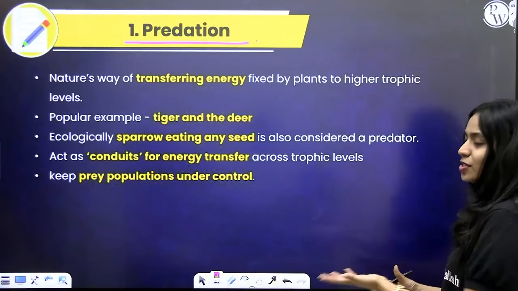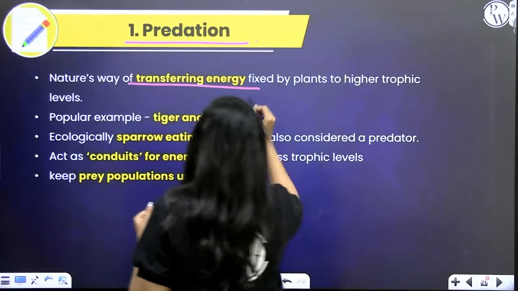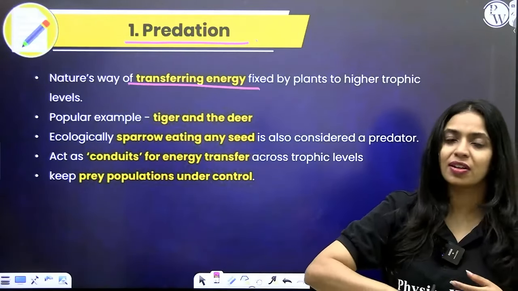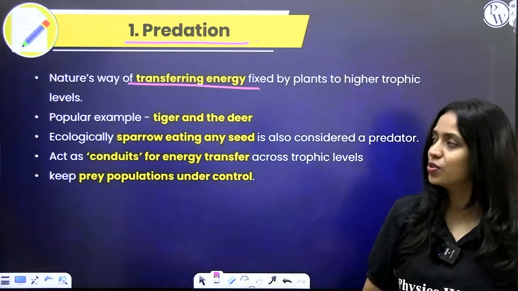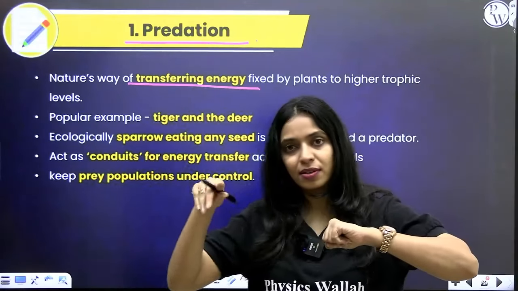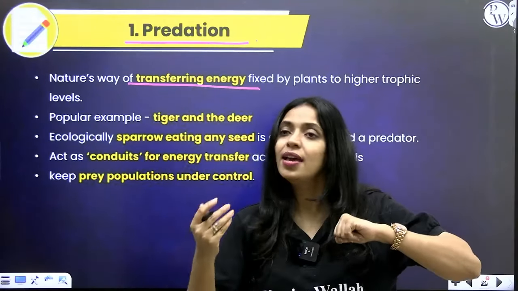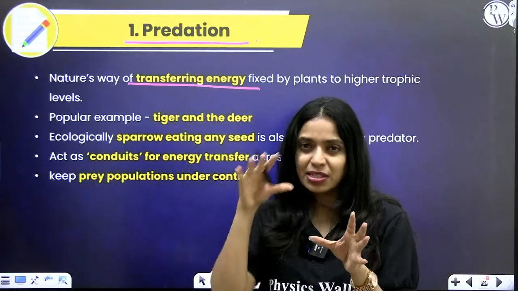So why does predation happen in nature? That is one of the ways in which energy transfer takes place from one trophic level to another trophic level. More about it, you'll learn in the chapter ecosystem. So whatever energy is fixed by plants, the herbivores feed on it and get that energy, right? Though when we talk about predation, we are thinking about animals eating animals.